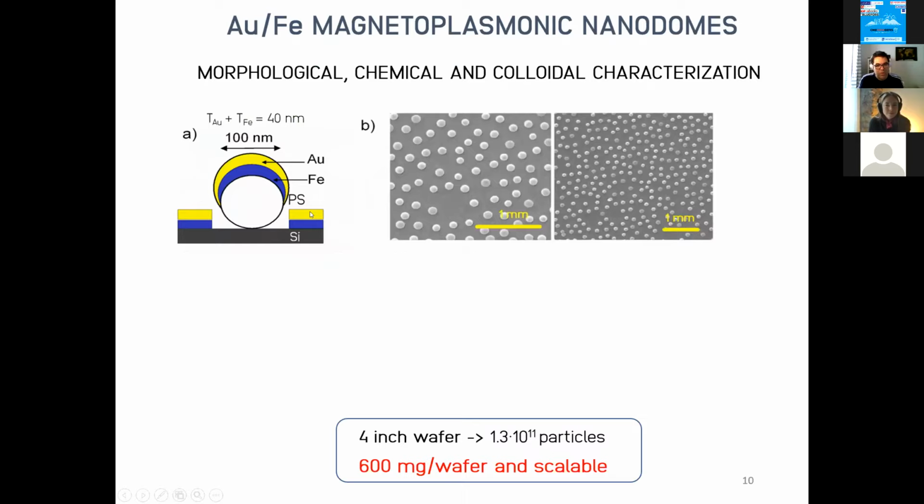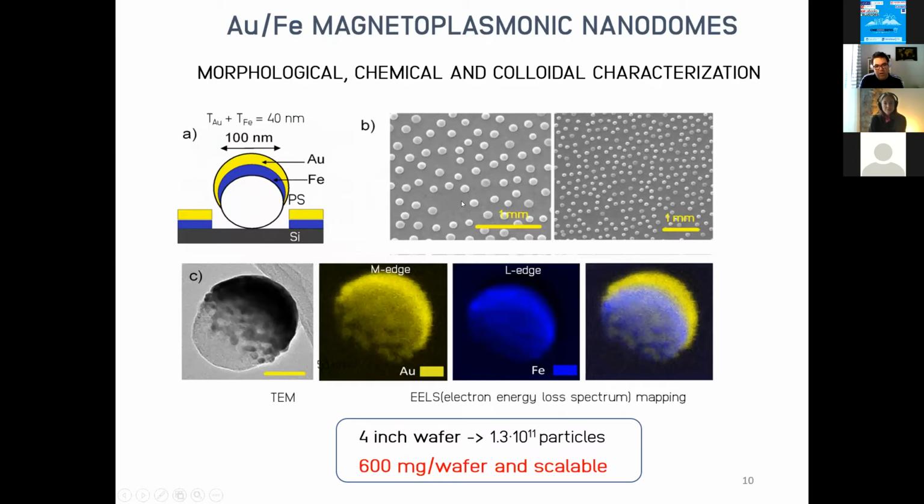So these are the structural properties, as you can see in these SEM images. The polystyrene spheres form an electrostatic self-assembly on the silicon wafer. And thanks to the TEM and also EELS spectroscopy, you can see by TEM that the nanodomes are partially covered by metals. And also by EELS, you can see that we successfully covered the particles by iron and gold. By this process, we were able to fabricate around 600 milligrams of nanodomes in a 4 inch wafer, but this process could be scalable.